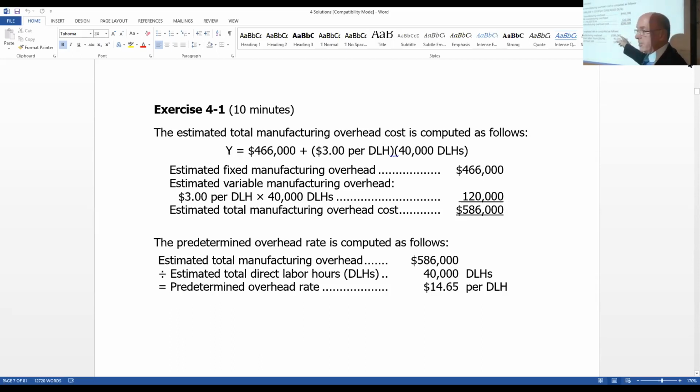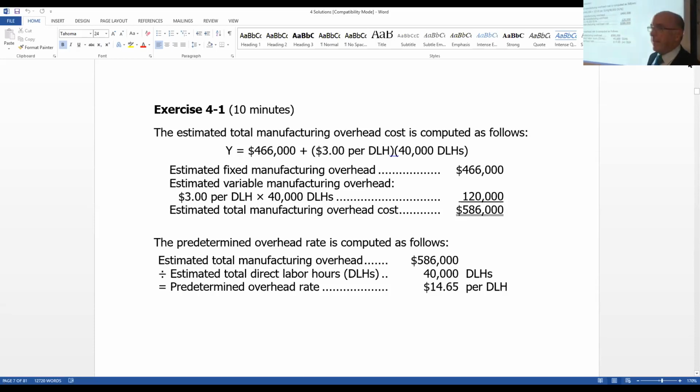So that 586,000 divided by the 40,000 direct labor hours they thought they would expend gives them a unit cost of $14.65. That's their predetermined overhead rate. Again, predetermined is the one they do at the beginning of the period. It's an estimate. So for every labor hour they expend, they multiply that by $14.65.